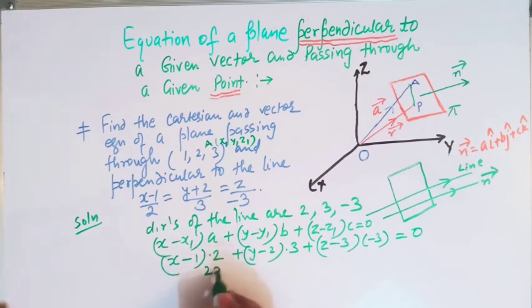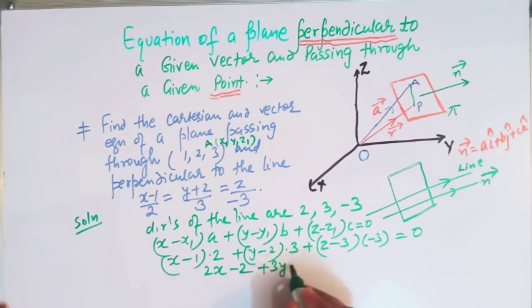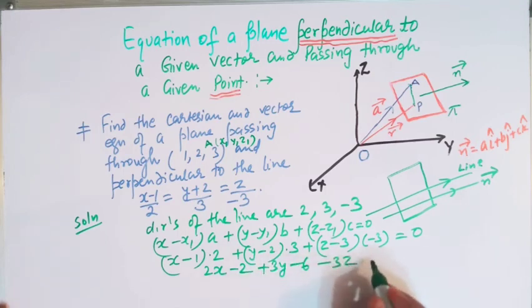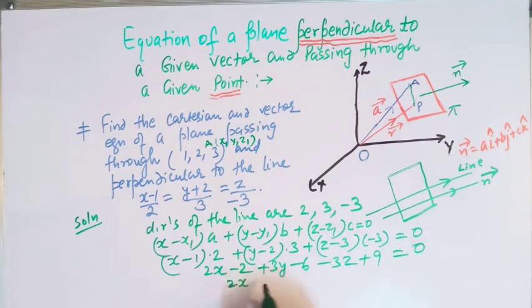Now if we solve it, we have 2x minus 2, then we have 3y minus 6 and minus 3z plus 9 equal to 0. Now we can write it as 2x plus 3y minus 3z, and minus 2 minus 6 is minus 8, plus 9, that is 1, equal to 0. So this is the Cartesian equation of this plane.